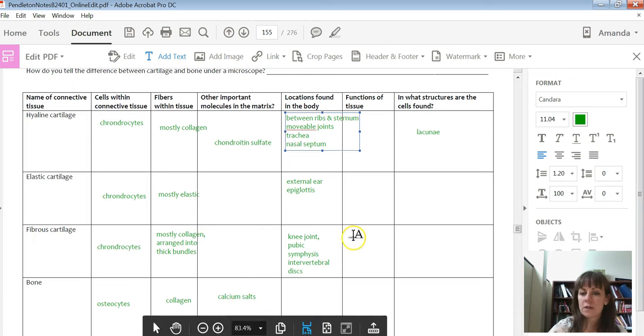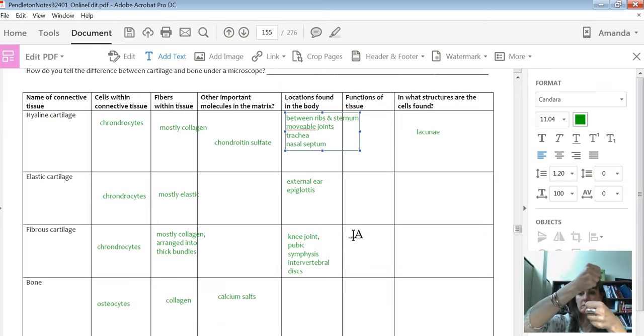Fibrocartilage is really meant to resist compression. If you think, here's one vertebra, here's another vertebra, they're on top of each other, you're going jogging, so they would be hitting against each other without fibrocartilage. Fibrocartilage sits between them and allows them to basically not compress down on each other over time.